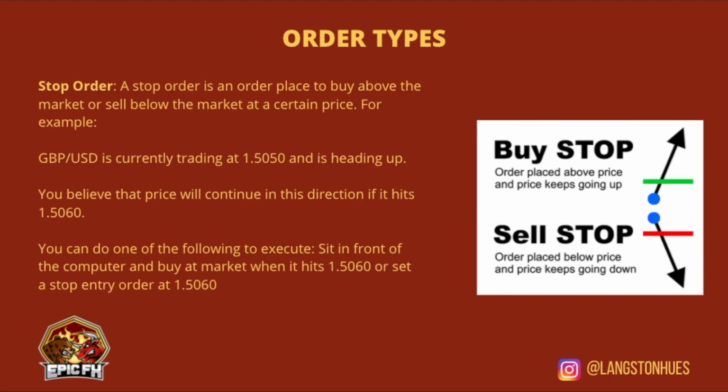Stop order. A stop order is an order placed to buy above the market or sell below the market at a certain price. For example, GBPUSD is currently trading at 1.5050 and is heading up. You believe that price will continue in this direction if it hits 1.5060. You can do one of the following to execute. Sit in front of the computer and buy at market when it hits 1.5060, or set a stop entry order at 1.5060. So for example, price is the blue dot.